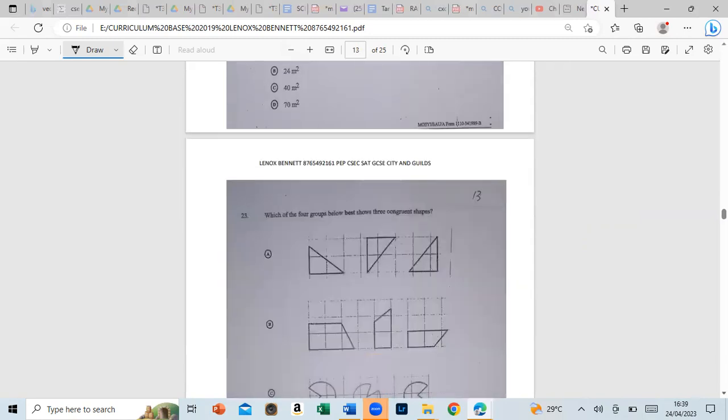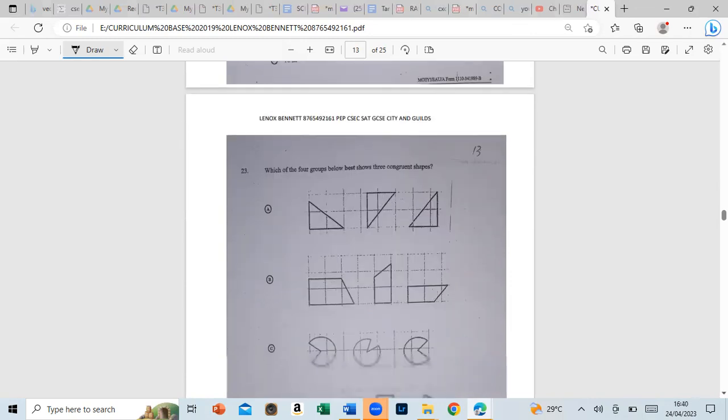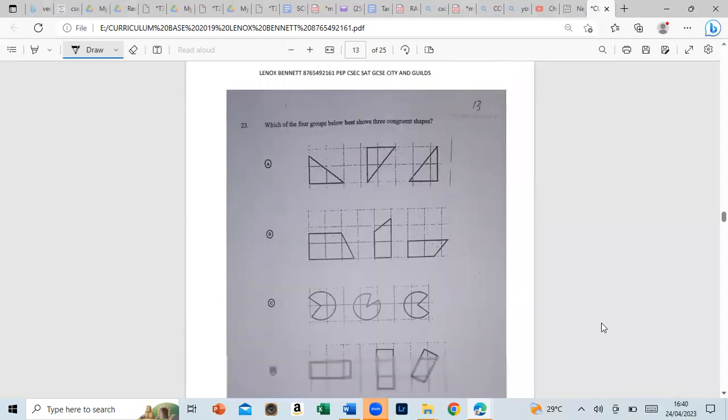Which of the four groups below best shows the congruent shapes? Maybe A? Well, let me look at the other ones first. This is too big. For congruent, it's supposed to be the same size. If it's similar, it's fine. So far, here's the best one. This space here is small, that space here is wide. So it's going to be this.